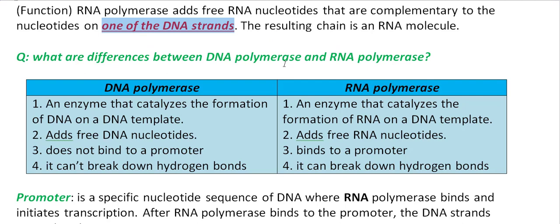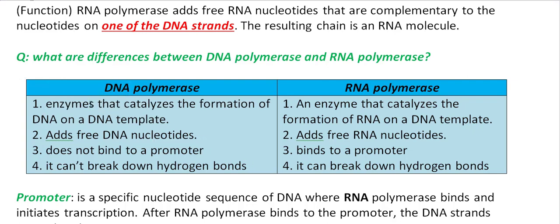What are the differences between DNA polymerases and RNA polymerases? Their definition: DNA polymerase is an enzyme that catalyzes the formation of DNA on a DNA template. But the RNA polymerase catalyzes formation of RNA on a DNA template. DNA polymerase adds free DNA nucleotides, whose sugar is deoxyribose, while the RNA polymerase adds free RNA nucleotides, whose sugar is ribose.